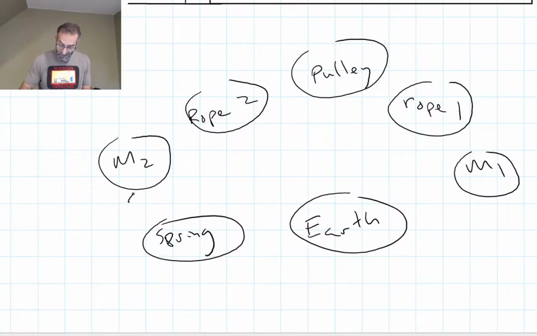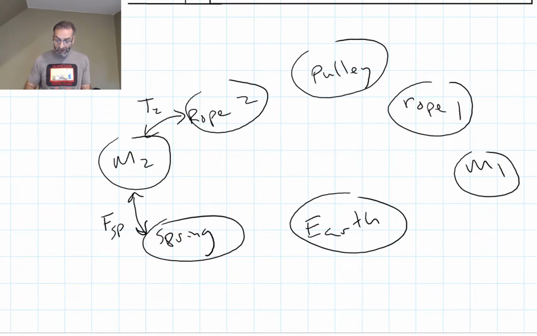And we know that the spring is interacting with M2. M2 is interacting with the rope. This would be our spring force. This would be the tension in that rope. Rope 2 also interacts with the pulley. The pulley is interacting with rope 1. Rope 1 is interacting with M1.